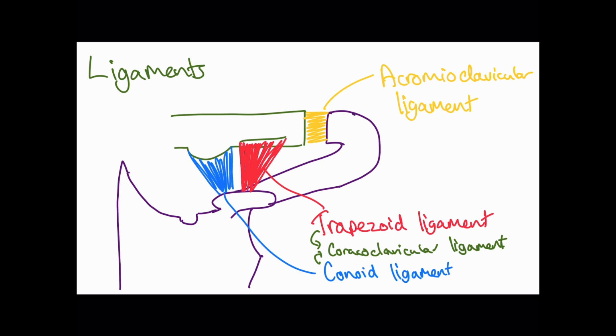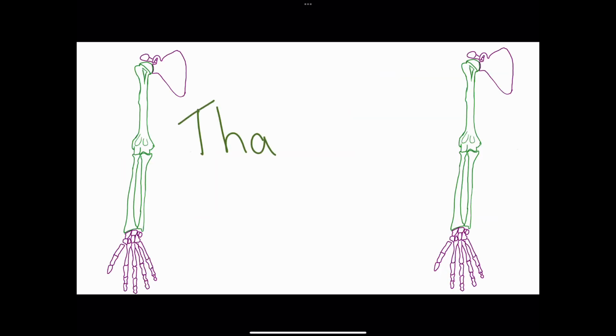There is a ligament that forms between the conoid tubercle of the clavicle and the coracoid process of the scapula, and this is called the conoid ligament. There is another ligament that forms between the coracoid process and the trapezoid line, called the trapezoid ligament, and together they are known as the coracoclavicular ligament.